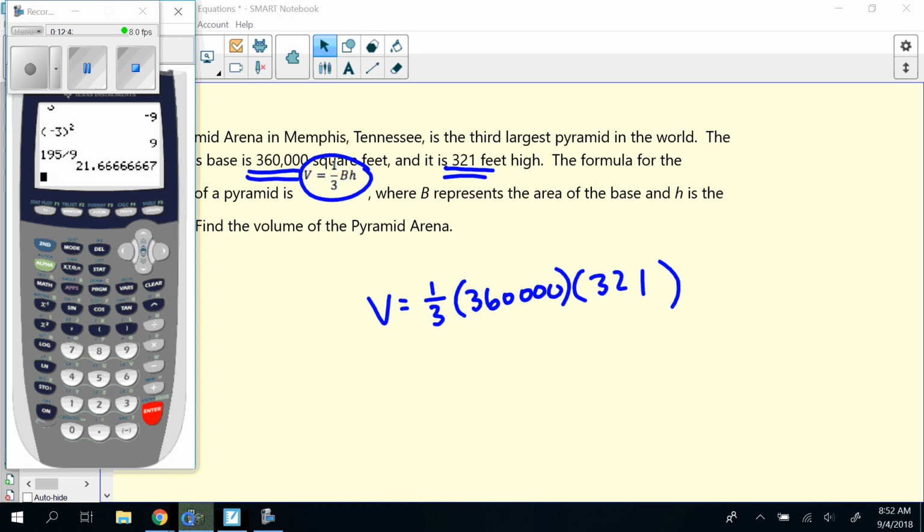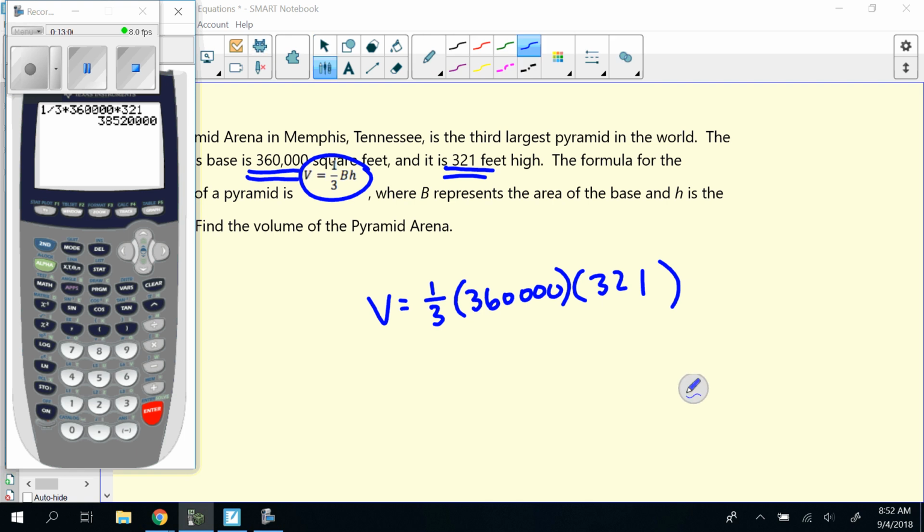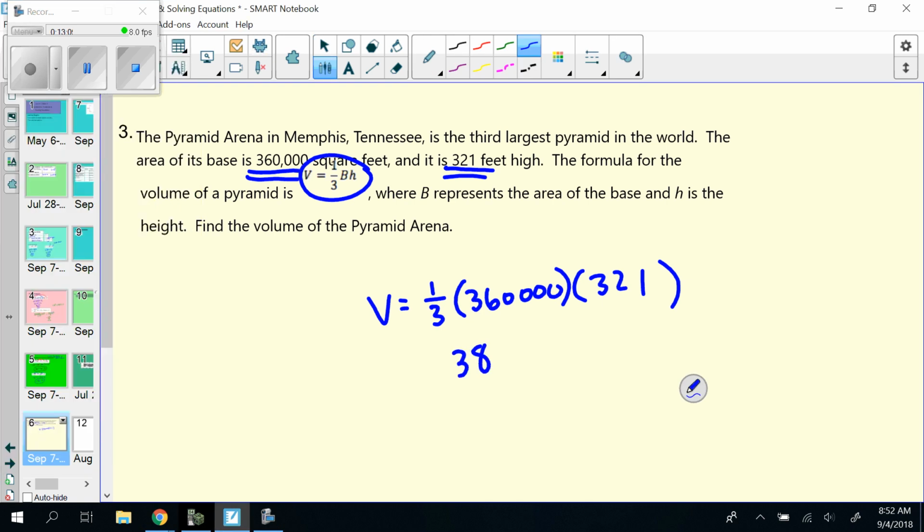So now on our calculator, we just want to type that in, and we should be able to get the solution here. When typing in fractions, you can just do that with a division sign. So 1/3 can be written like that, times 360,000, and then times 321. And it looks like we come up with an answer of 38,520,000. And on word problems, you should be writing down units just to make sure we put in the correct units here. Everything was in feet, so this would be in cubic feet.